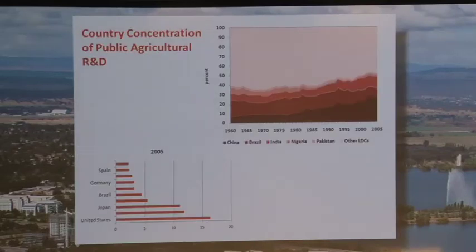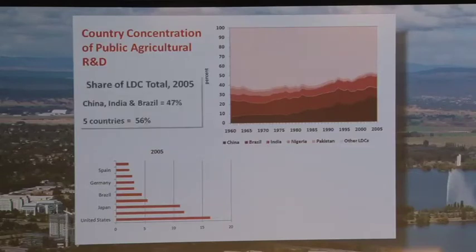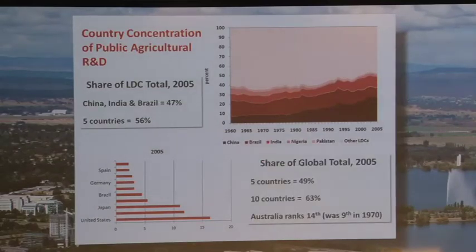Again, a huge spatial concentration in the location of food and ag R&D spending. So what I've got in the top graph here is plotted out the shares of select countries, China, Brazil, India and so forth, with respect to LDC public ag R&D spending. And it turns out that just 3 countries, China, India and Brazil, account for nearly half of all of the developing world's food and ag R&D. 5 countries account for 56%. The same sort of pattern occurs with respect to the shares in the global total. So just 5 countries account for half of the entire world's public ag R&D spending, and 10 countries account for nearly 2/3 of that spending.